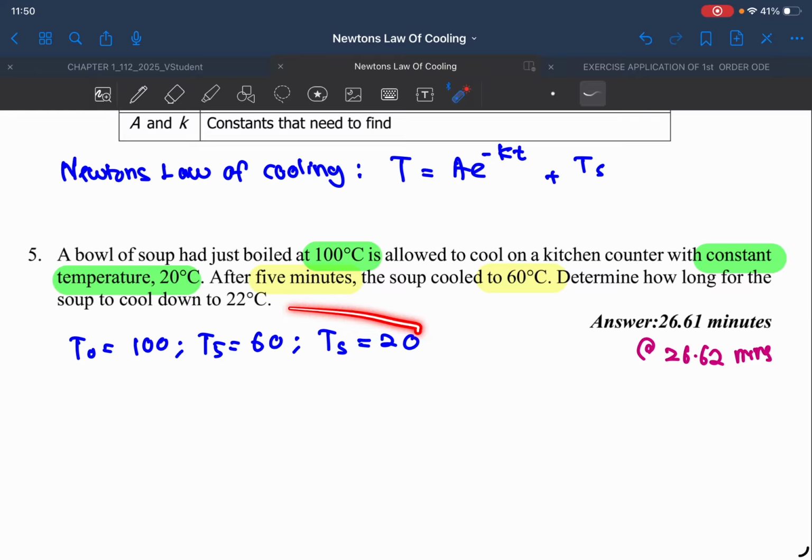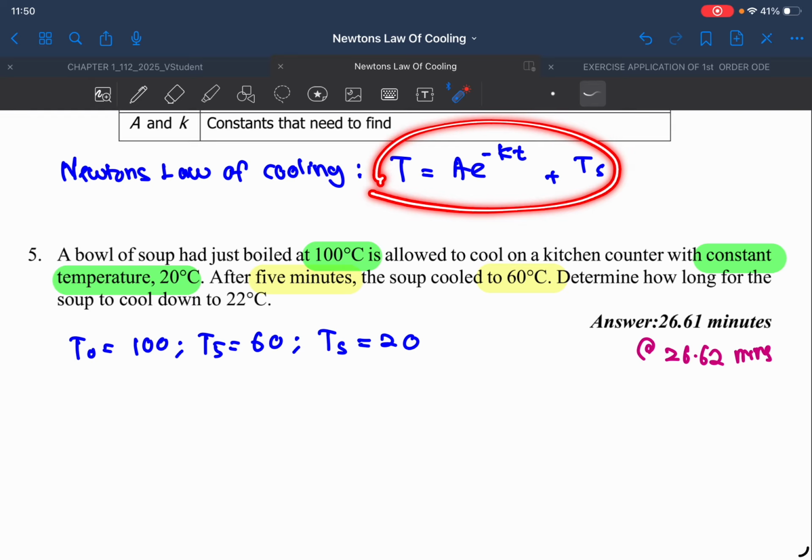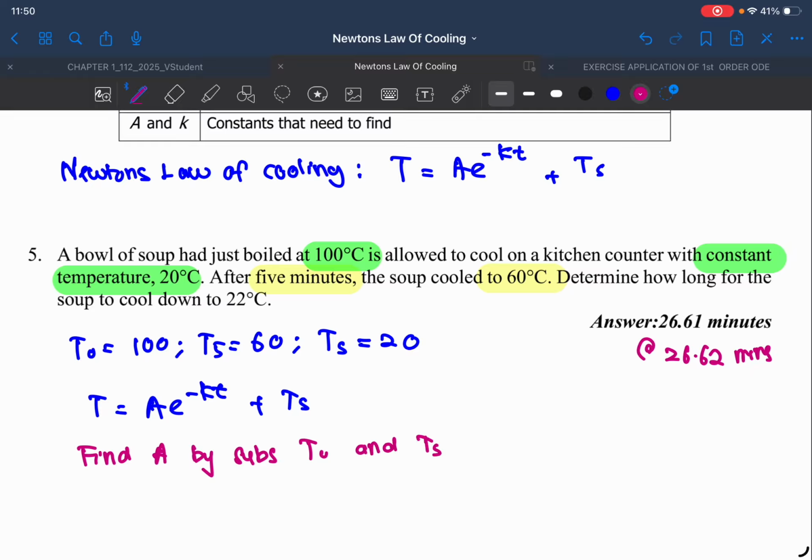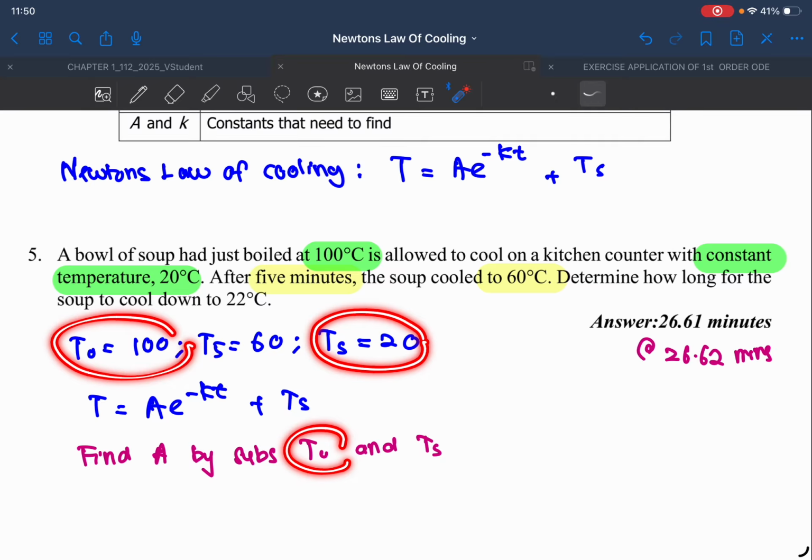So by using all of this information, now we will substitute into the mathematical model in order to solve the question. We start with the formula T equals A e to the negative kt plus TS. The first step is we need to find A by substituting T naught and TS. Our T naught is 100 and our TS is 20, so we will substitute the values into this formula.